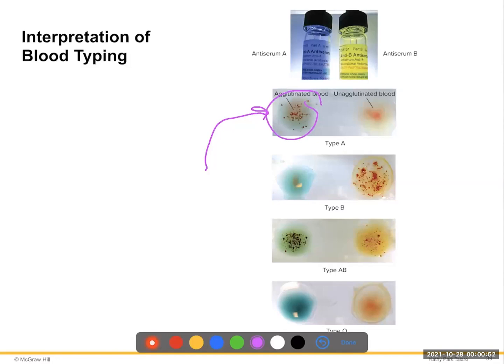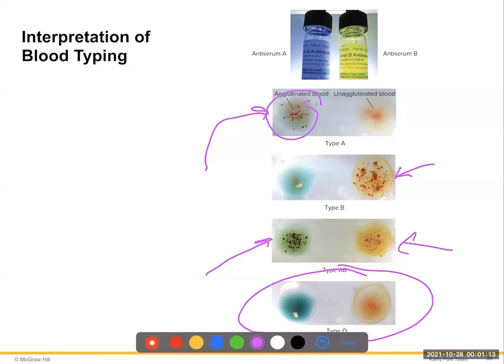You see agglutination for type A, agglutination for type B. Type AB, you have A and B on the receptors. So when you do the blood test, the anti-B reacts with B, anti-A reacts with A, so both wells cloud up. And with type O, you get neither reacting.